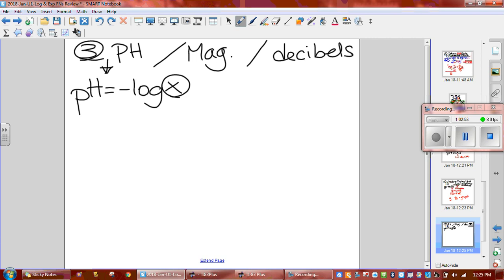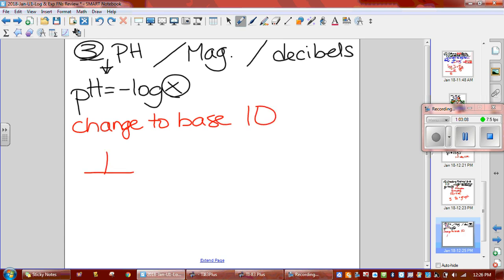Magnitude of earthquakes and decibels. Now decibels is a little bit different because magnitude and pH can also be changed to base 10. Okay? Change to base 10. Where the intensity is equal to 10 exponent magnitude 1 minus magnitude 2. So magnitude 1 minus magnitude 2, or it could be pH 1 minus pH 2. It depends on what you're talking about in the situation.